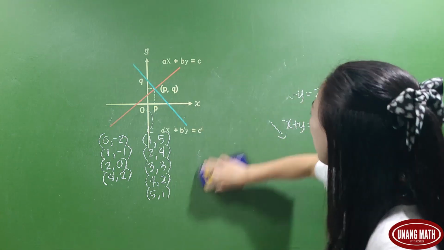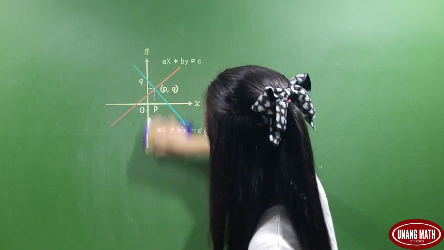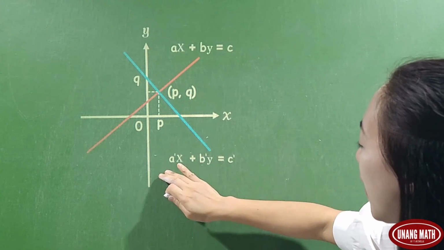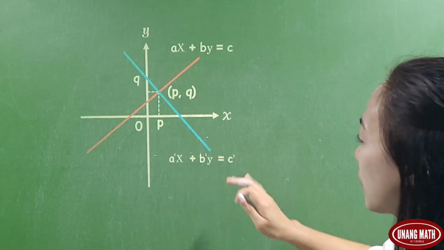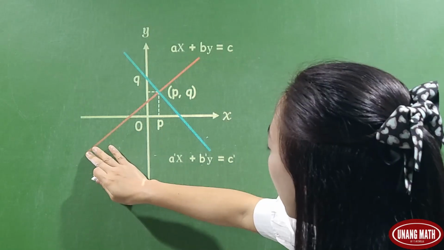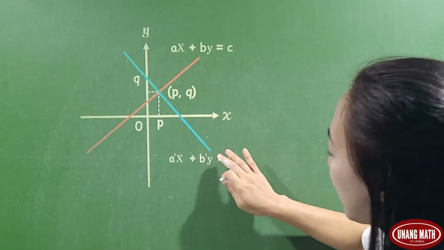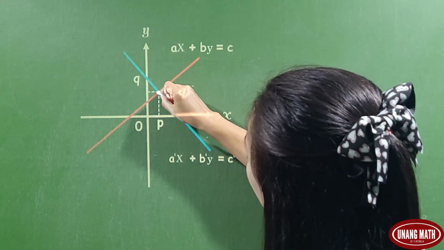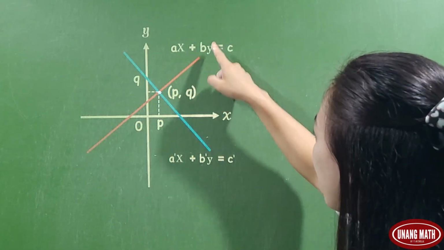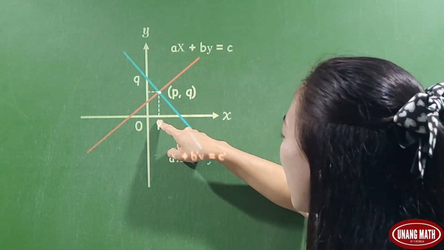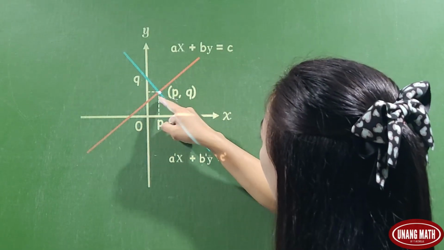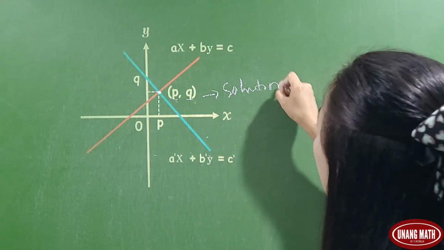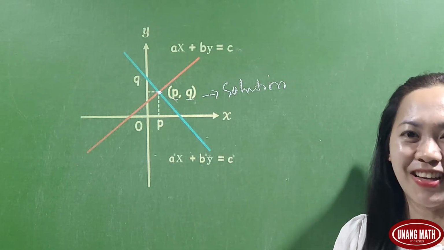Okay, in summary, if we have this system of linear equations, ax plus by is equal to c, and a prime x plus b prime y is equal to c prime, so the graph is these two lines, and they meet or intersect at this point, then this point is the solution to this system of equations. The x-coordinate is P, the y-coordinate is Q, so P, Q is the solution to this system of equations.